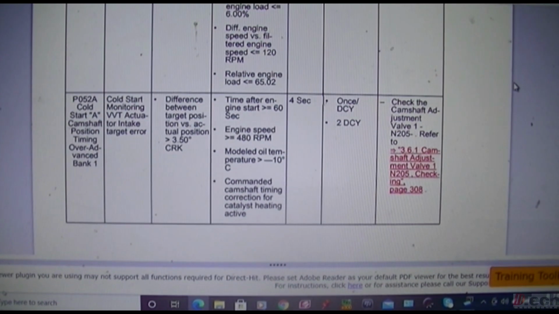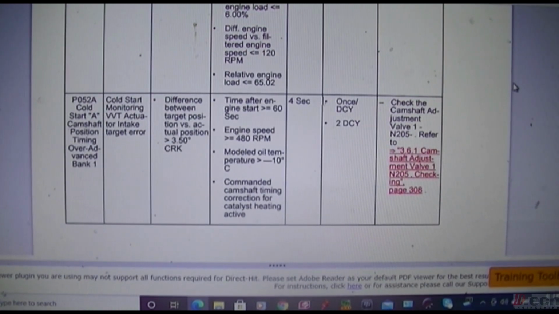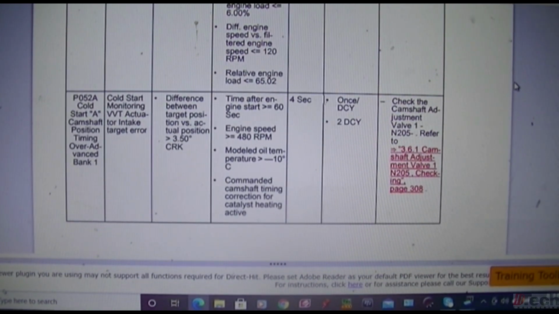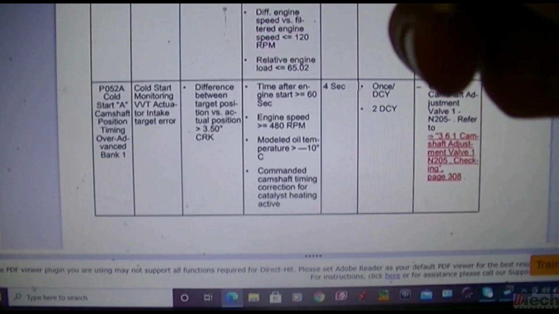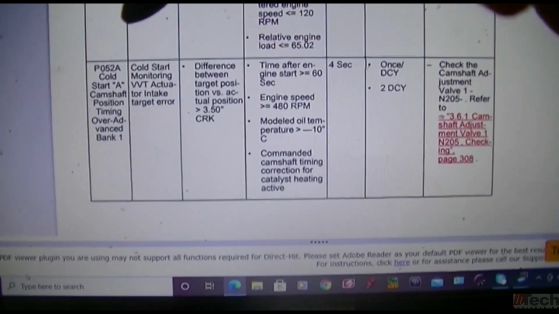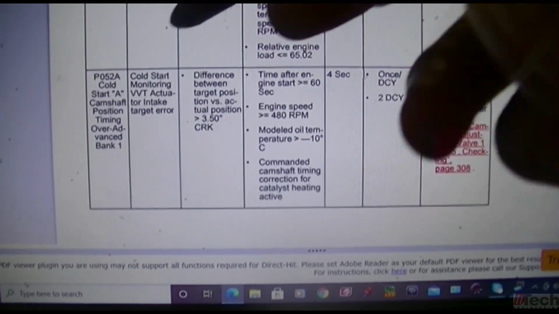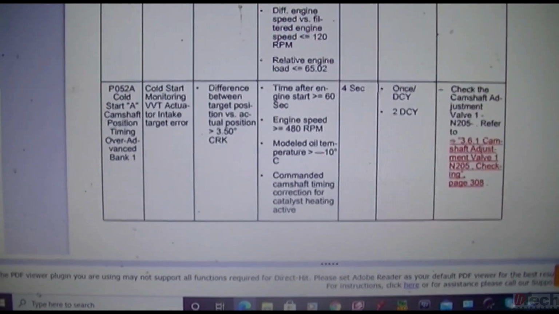I can tell you before going further that I did swap the valves, the solenoid valves, and it made no difference. And now it's why I want to do multiple tests to see why we keep logging this code again.